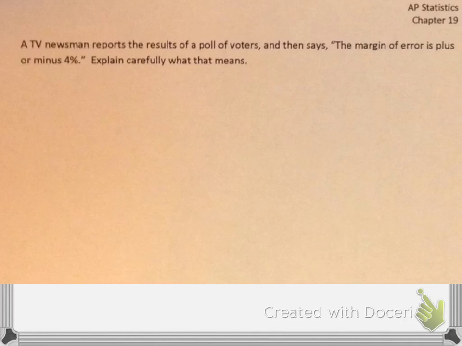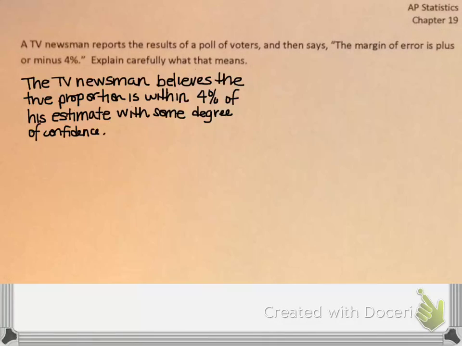So with this, I would say that the TV newsman believes that the true proportion of whatever we're talking about here is within 4% of his estimate with some degree of confidence. So if he is 90% confident, then he says that the true proportion is within about 4% of my estimate. That's what that wiggle room means. So that whole plus or minus 4% is kind of like a buffer zone. So if we get this written down. So it's got that wiggle room. All right.